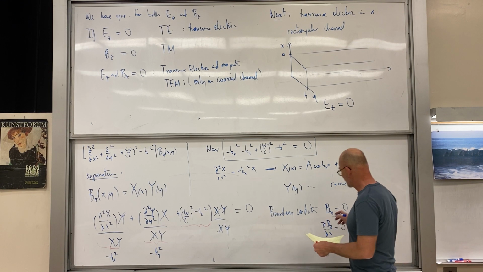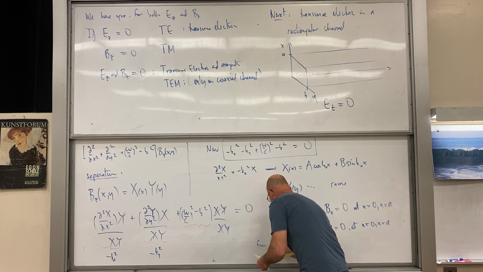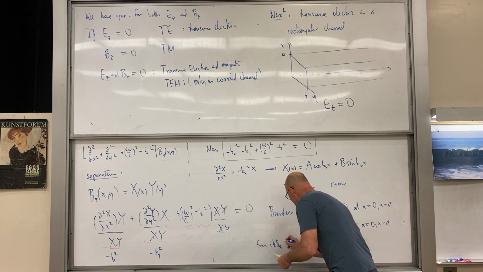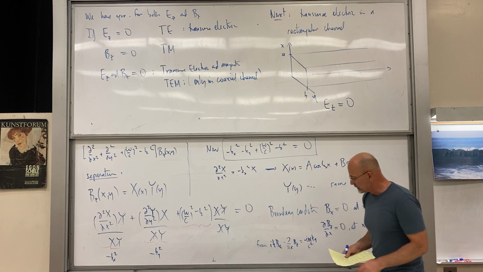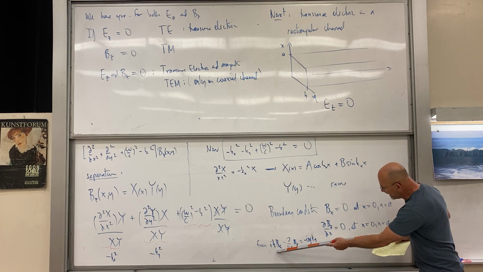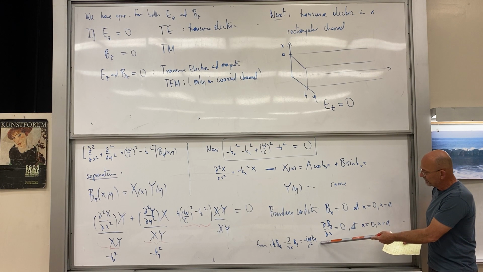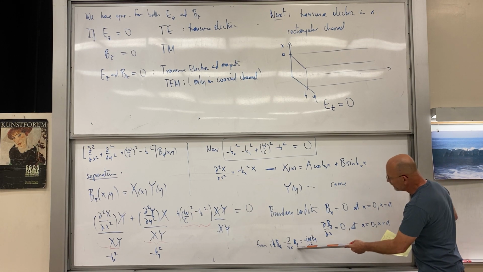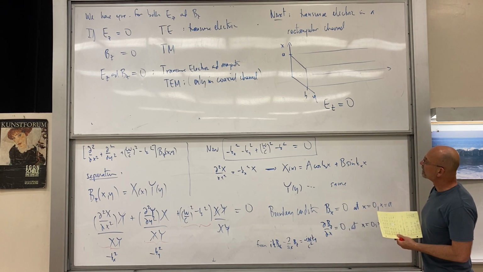I'll write here from i kx Bx minus dBz/dx equals minus iω Ey over c². The reason being is you have Ey already vanishing, and therefore this one itself has to also vanish. So that's the one we're going to impose on our solution up here.